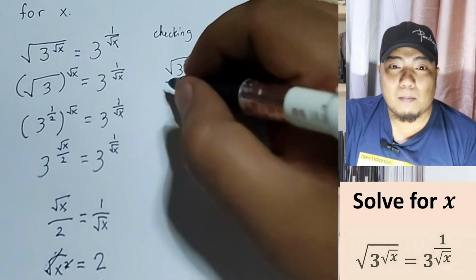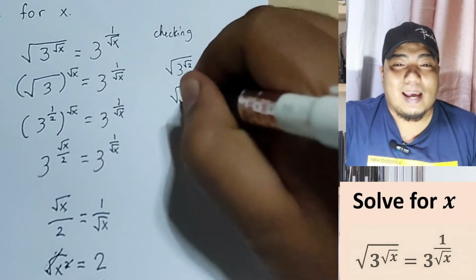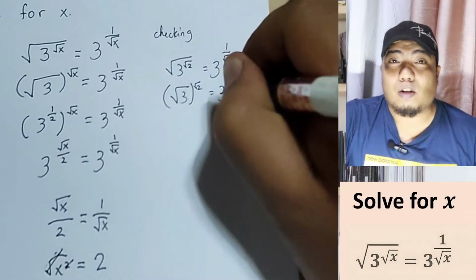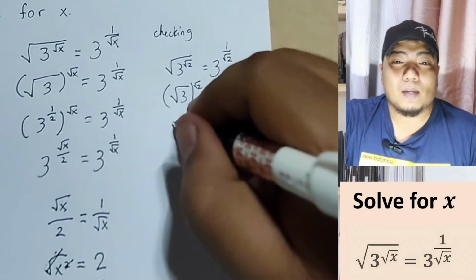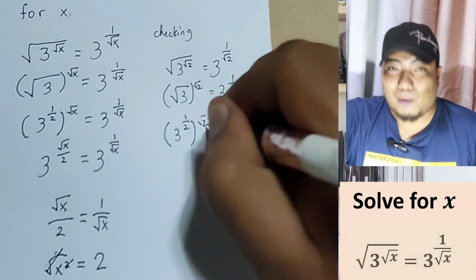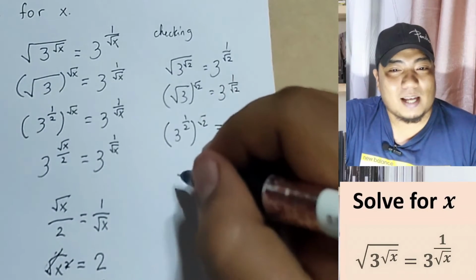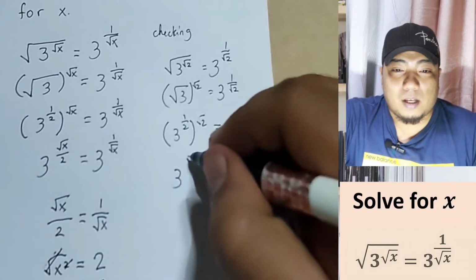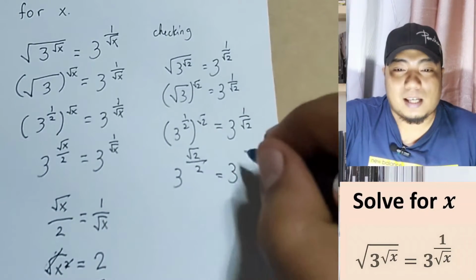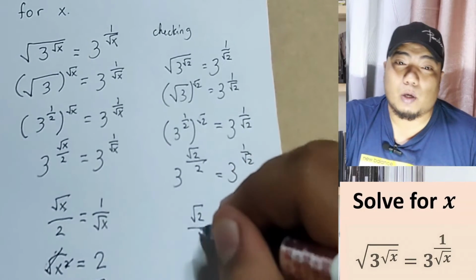So the same, we will be doing the application of law of radicals, and we will put our exponent outside, so giving us the quantity square root of 3 to the power of square root of 2 is equal to 3 to the power of 1 over square root of 2. All right, then we can multiply our exponents in the left side, so giving us 3 to the power of square root of 2 over 2 is equal to just the same, 3 to the power of 1 over square root of 2. And then since we have the same base, we can now equate our equation.